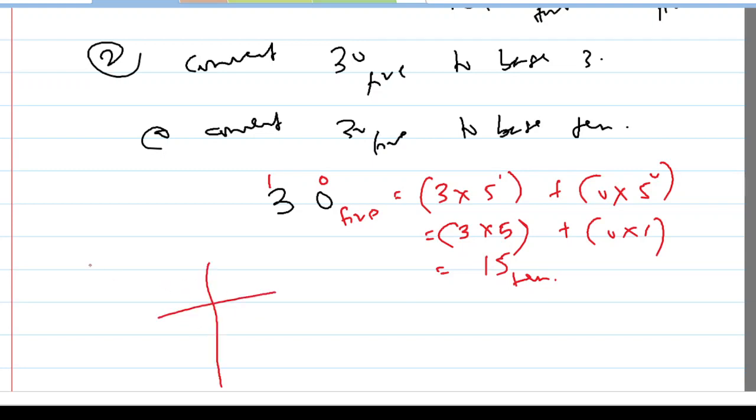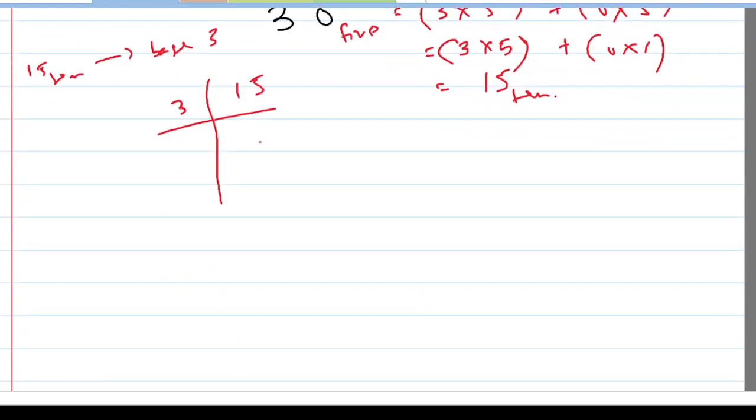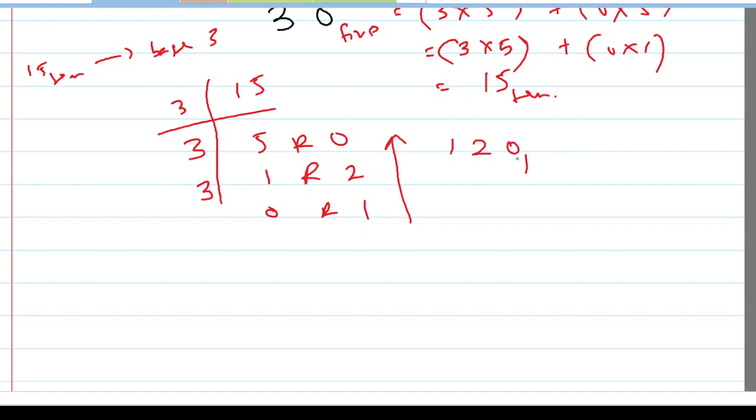From there, you can convert 15 base 10 to base 3. To do that, you divide by 3 repeatedly until you have a number that cannot go again. Then 3 in 15 is 5, remainder 0. 3 in 5 is 1, remainder 2. 3 in 1 is 0, remainder 1. And if you write backwardly, then you have 120 base 3. So therefore 30 base 5 is equivalent to 120, which is a number in base 3.